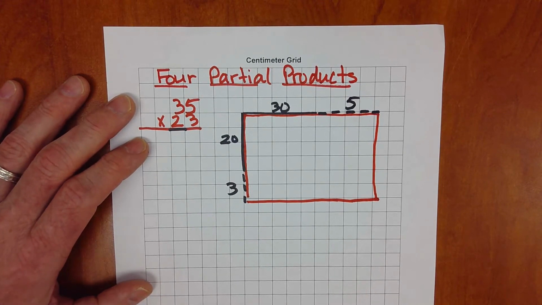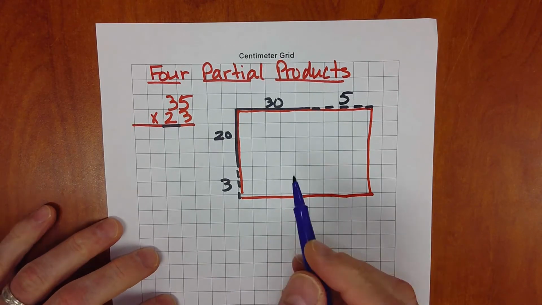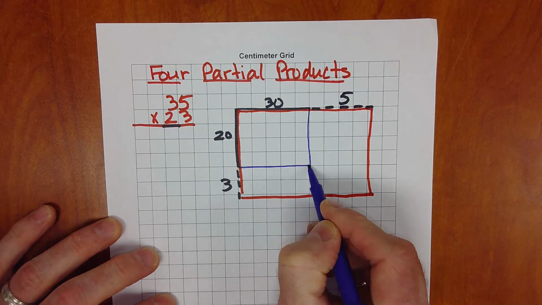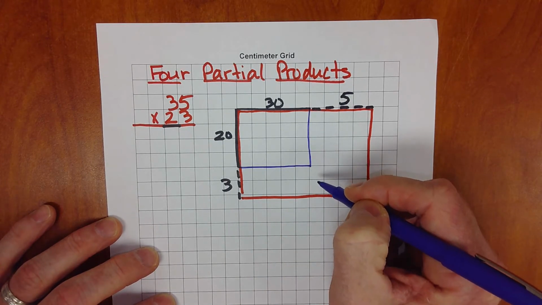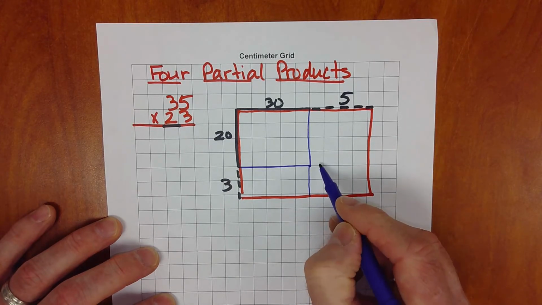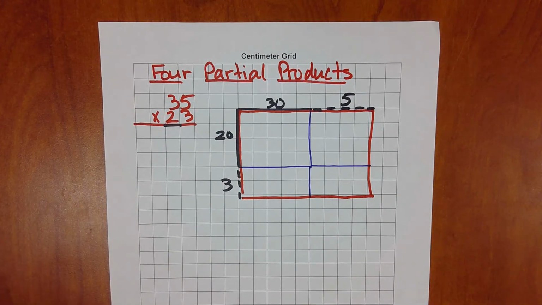I'm going to give you a few seconds just to look at that and think about that. How could I divide this rectangle into 4 parts to show the 4 partial products? So if you think about partial products, that might help you make a little bit more sense of that. So our first partial product is 20 times 30, sorry. So there's 1. And then we also have 3 times 30. 1, 2. We also have 20 times 5 and 3 times 5. So those are the 4 areas of our products, our 4 partial products.